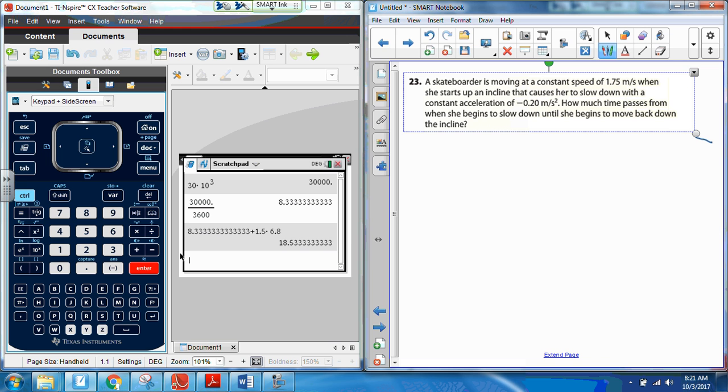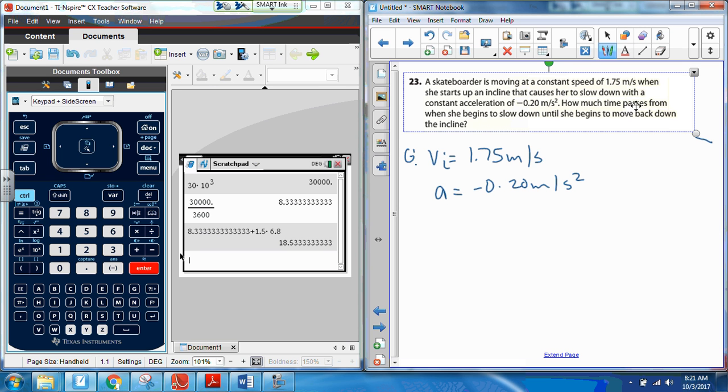New problem. Skateboard is moving at a constant speed of 1.75 meters per second. So what is that going to be? 1.75. Okay. So it's moving at that, and it's going up an incline. So that means up is positive, right? Okay. And that's going to be velocity initial. These are my givens. Okay. And it's going to slow down with a constant acceleration of negative 0.20 meters per second squared.